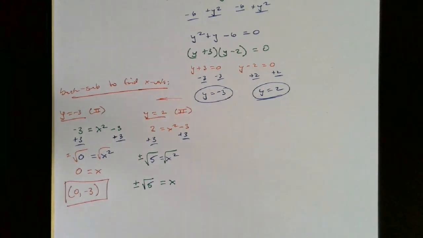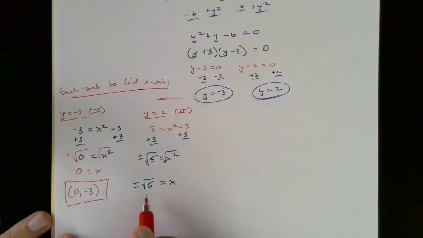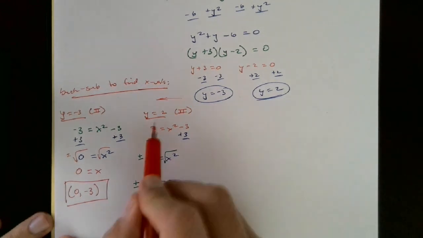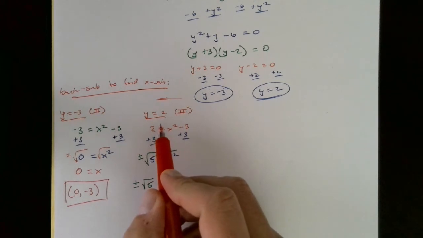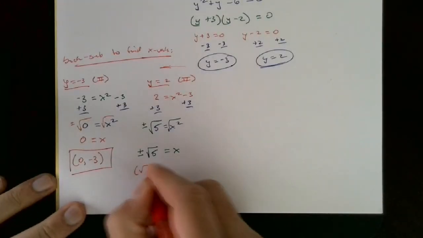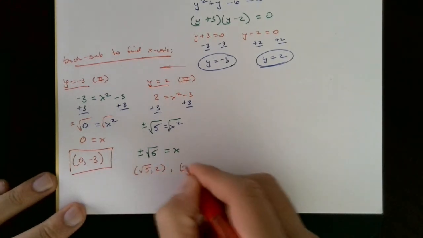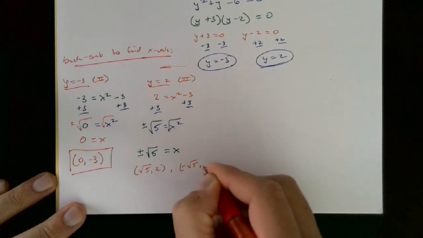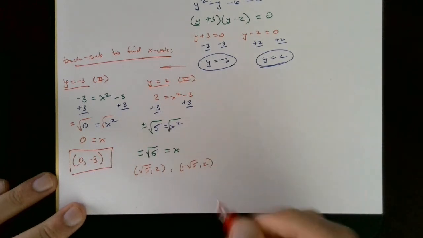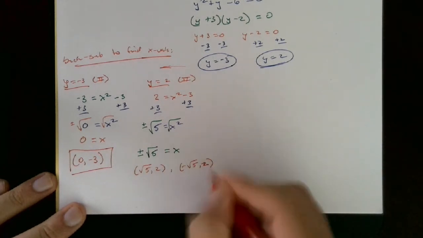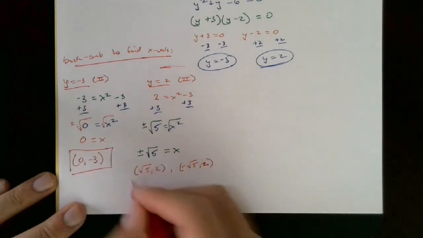So the 2 answers I got out of this, remember, these are always x comma y. Well, I got 2 x values. I got square root of 5 and negative square root of 5. The y value that goes along with it, well, that's 2. So we would have square root of 5 comma 2 is one answer, and then negative square root of 5 comma 2 is the other answer. So 2 solutions came from this one, only 1 solution came from there.